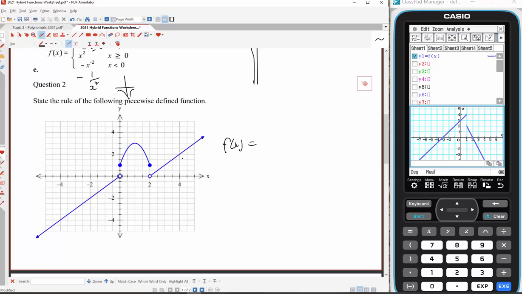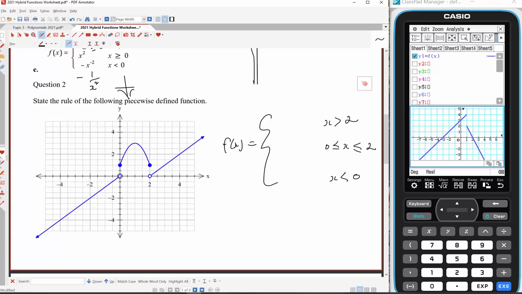Okay, so what we've got here is a linear function. It's defined for the values of x greater than 2. Here we get a parabola defined between the values, so that's going to be 0 less than or equal to x less than or equal to 2, and these are the values of x less than 0.